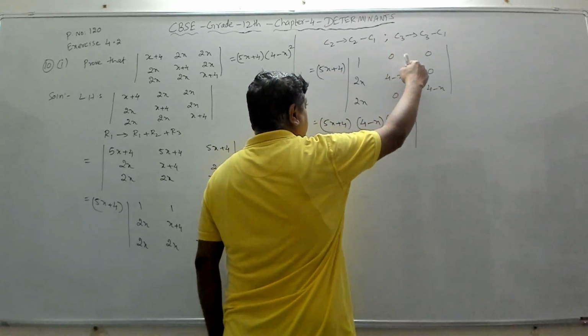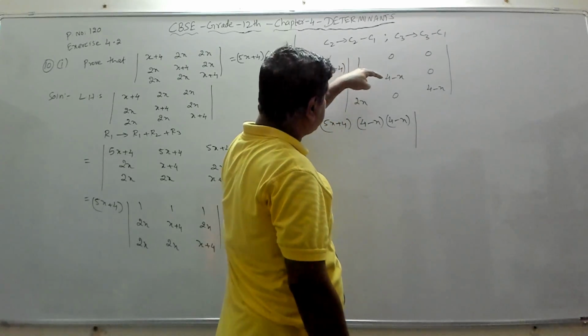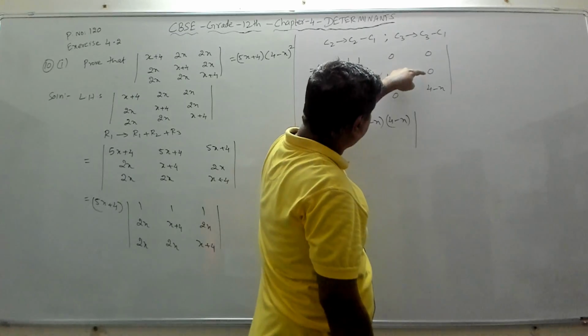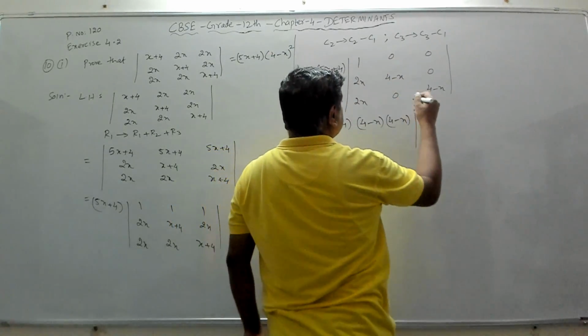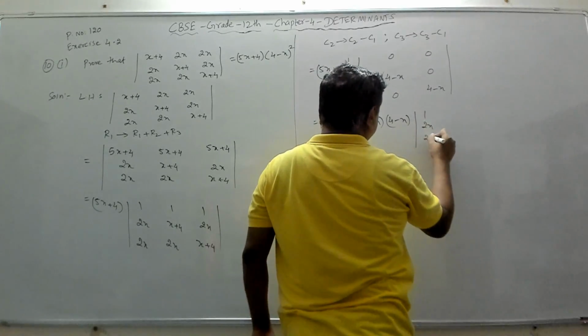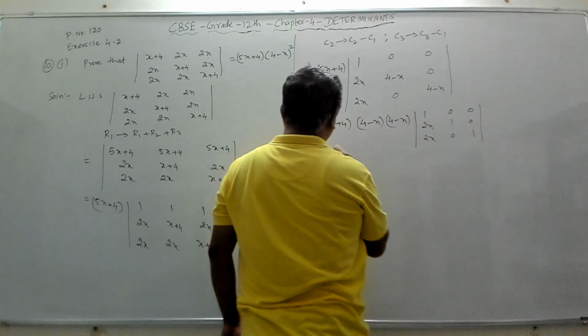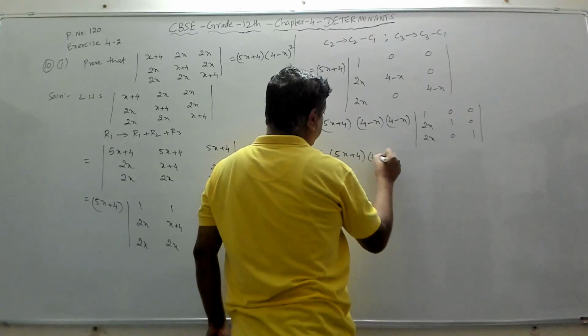So for this row, 4x minus 1 is present in each element, so we are taking it out. For column 3, 4 minus x is present in each of the elements, so we took that out. So it becomes, there's no change in the first column, second column becomes 0, 1, 0, 0, 0, 1. Now if you expand this, this will become 5x plus 4 into 4 minus x the whole square.